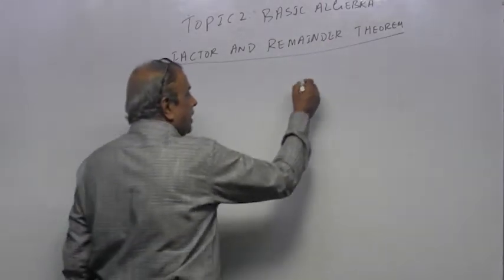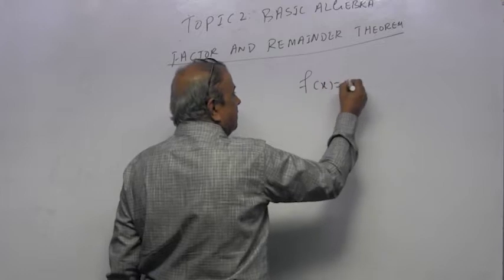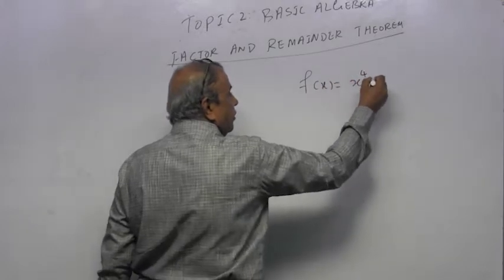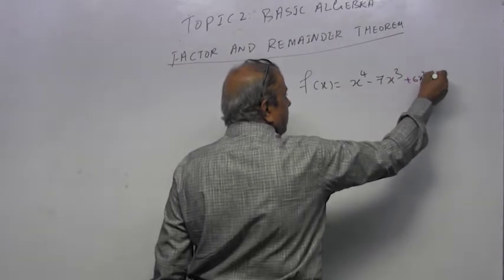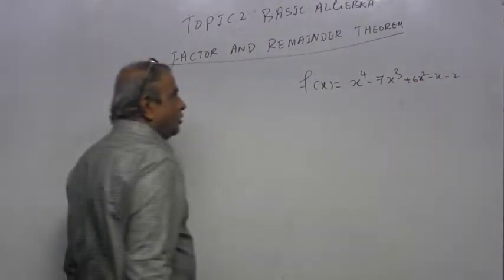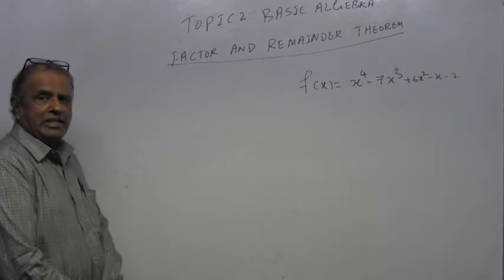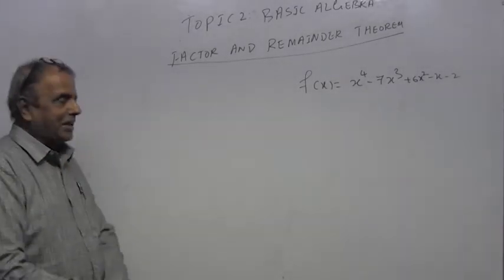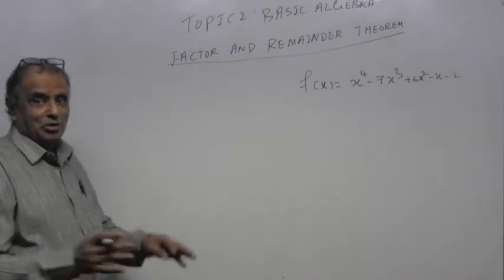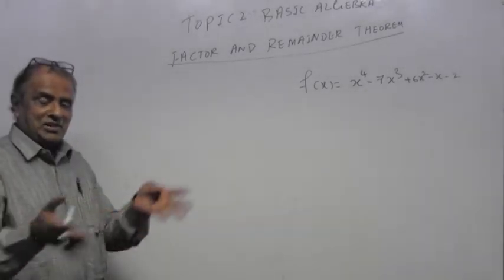Suppose let's say I've got an f of x, an equation which is x power 4 minus 7x cubed plus 6x squared minus x minus 2. Ooh! Sir, you suddenly jumped into a horrible equation when we were just dealing with 2x squared and 3x squared. Unfortunately, we have to grow up now from GCSE year 11 to year 12.